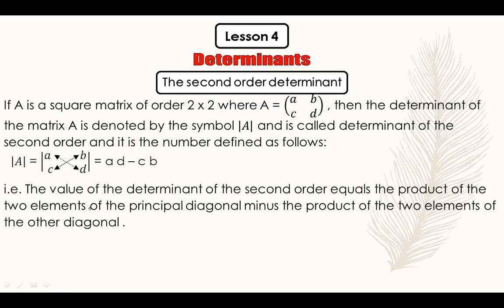So that is to say, the value of the determinant of the second order equals the product of the two elements of the principal diagonal or the main diagonal minus the product of the two elements of the other diagonal.